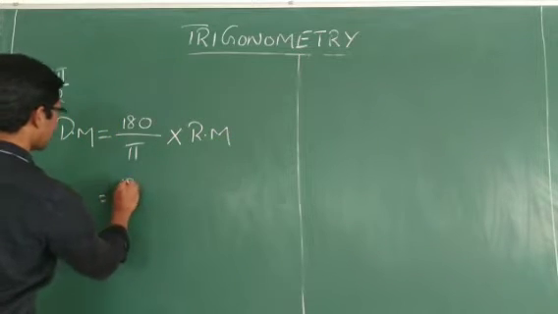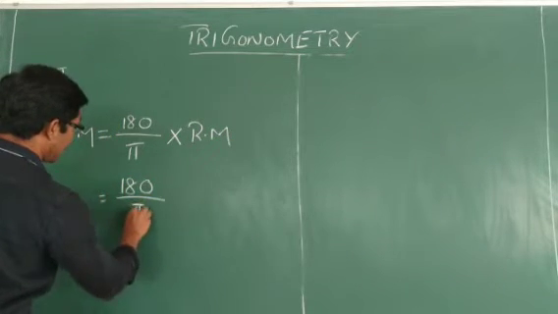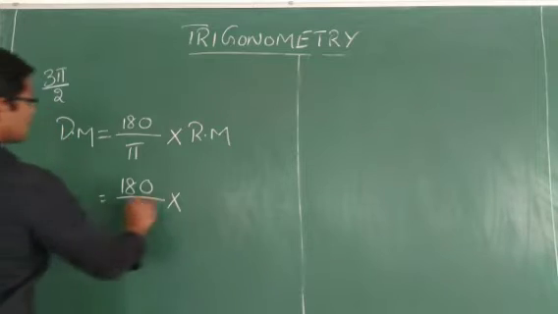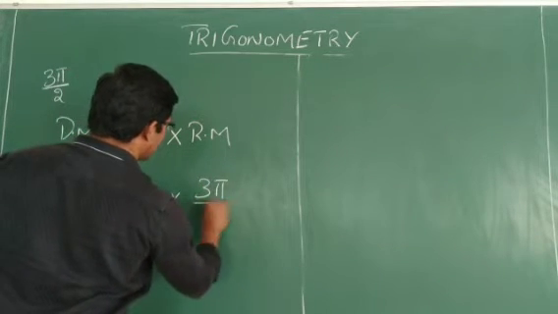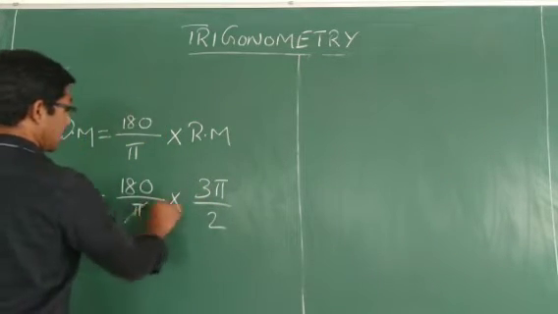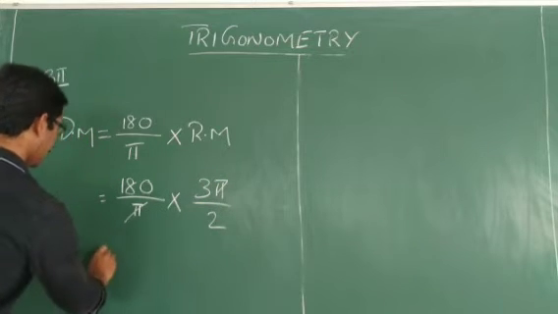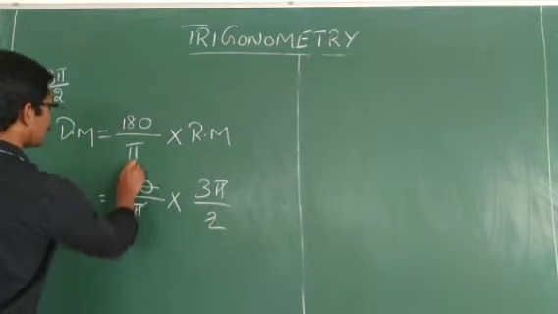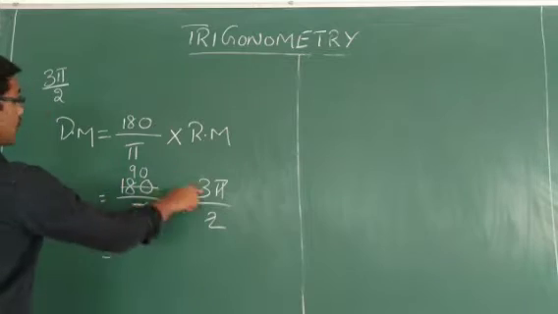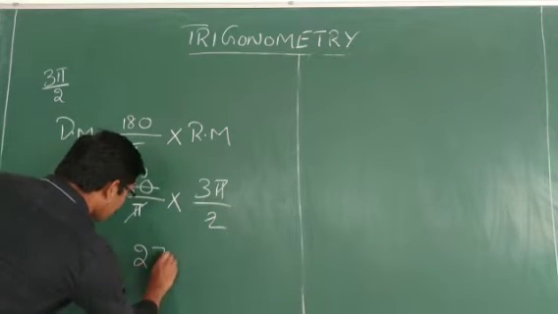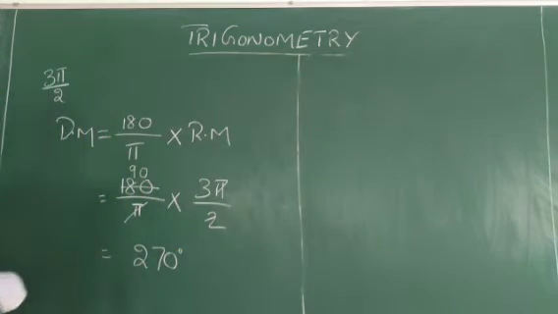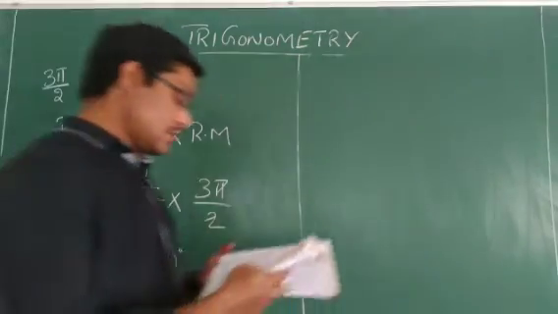180 by pi into radian measure. So that will be equal to 180 by pi into 3 pi by 2. So we can again cancel pi. We can also cancel 2 into 90 times. So 90 into 3, 270 degrees. So the radian measure is 3 pi by 2, but if we convert that, we get 270 degrees.